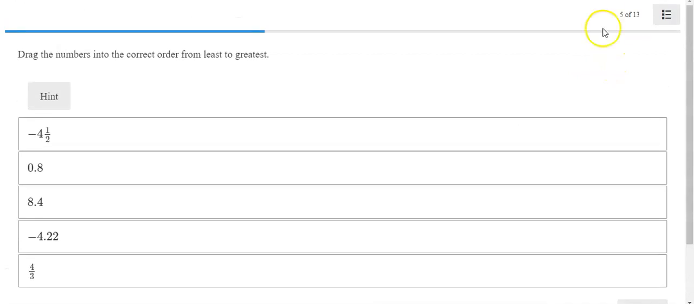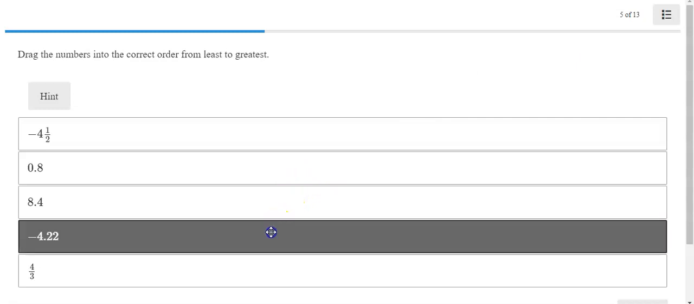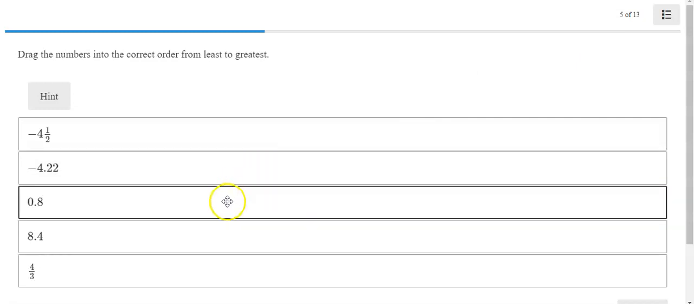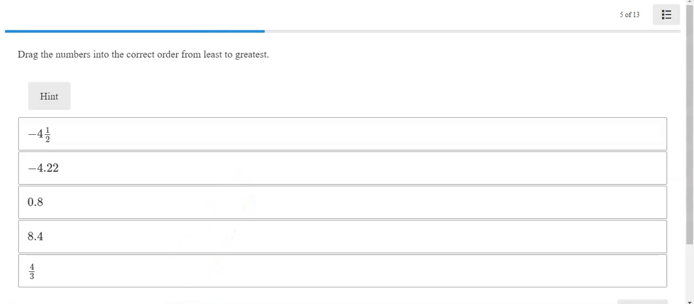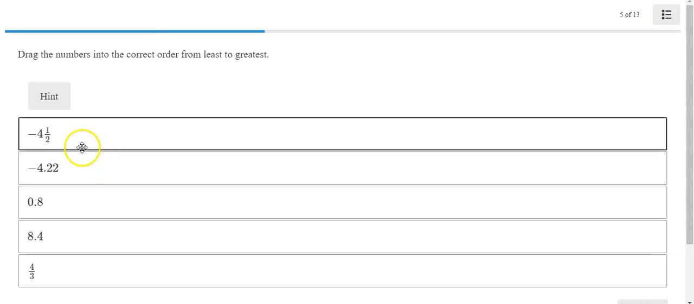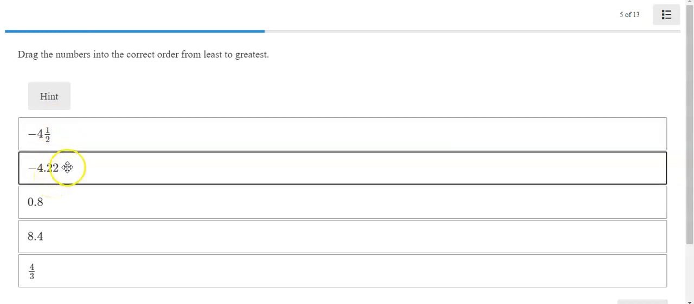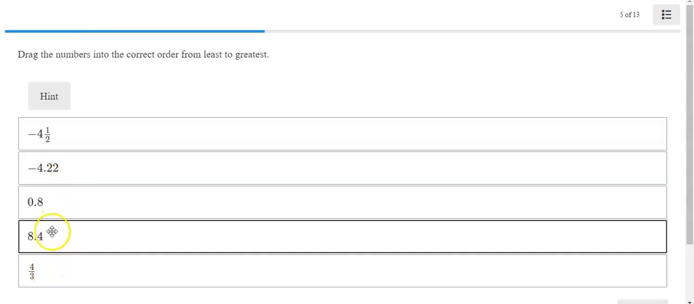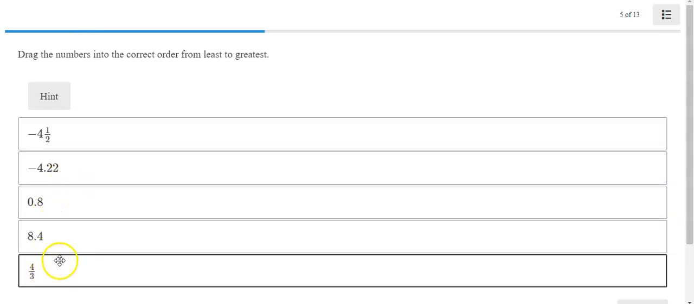Drag the numbers into the correct order from least to greatest. So I know all my negative numbers are going to be up here, and my positive numbers are going to be down here. First thing we're going to look at is our negative numbers. A half would be 0.5. A half is going to be farther away from 0 than 0.22 because 0.5 will put us farther back than 0.22.